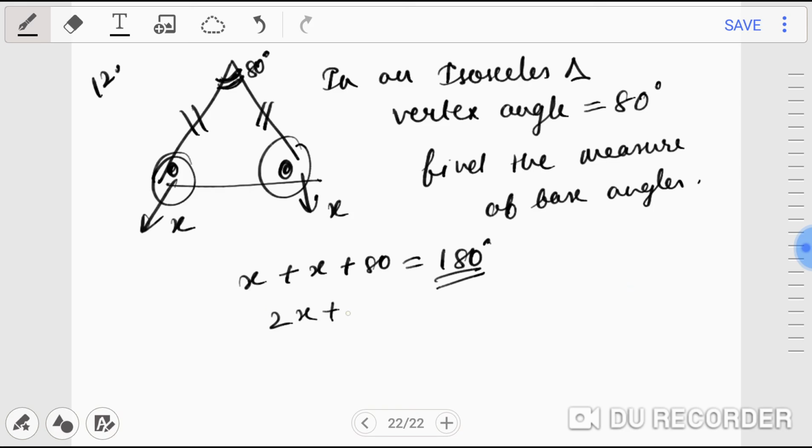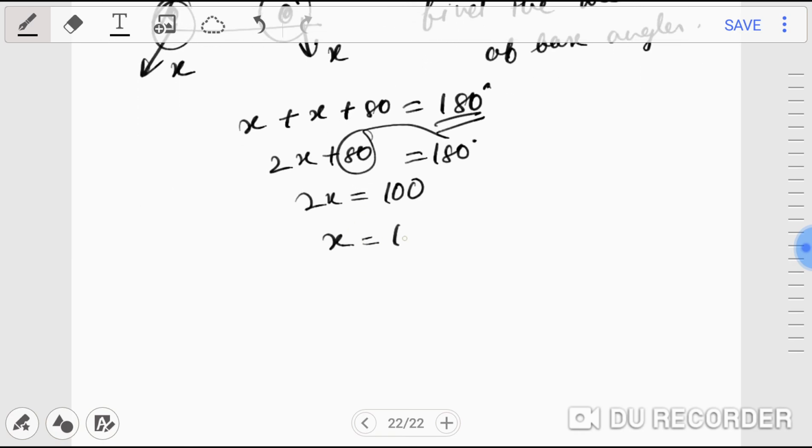So that will make 2x plus 80 is equal to 180. So that will make 2x is equal to 100 as I took my 80 this side. So that will be x is equal to 100 upon 2. So my base angles will be 50. So each base angle will be 50.